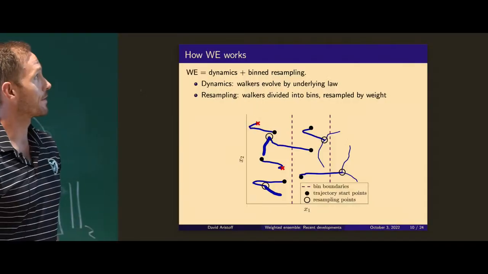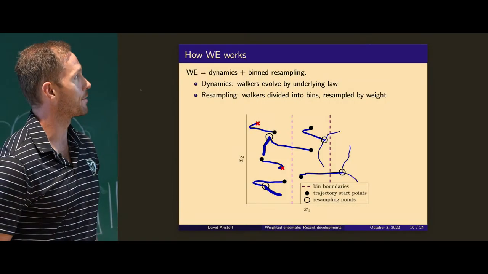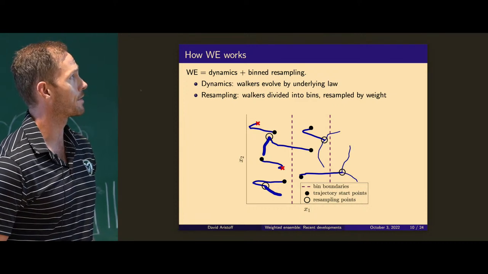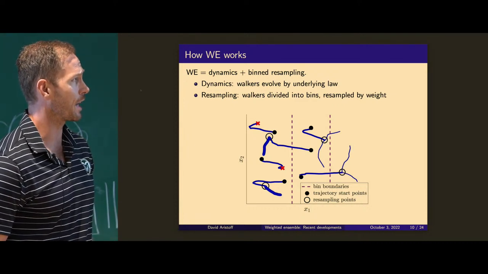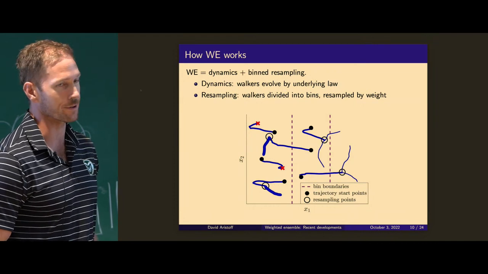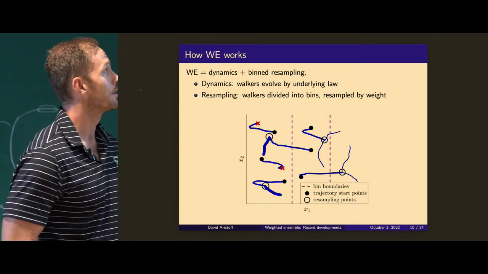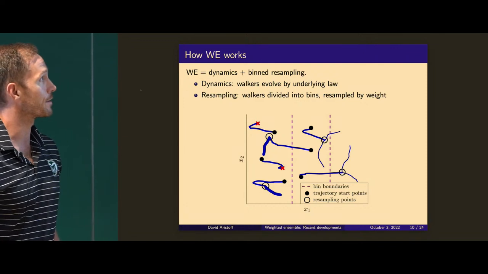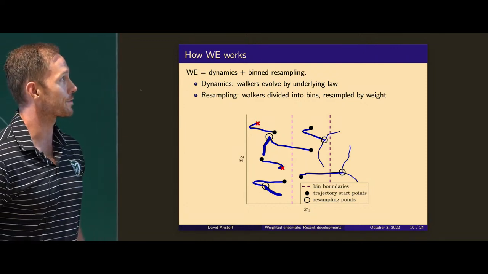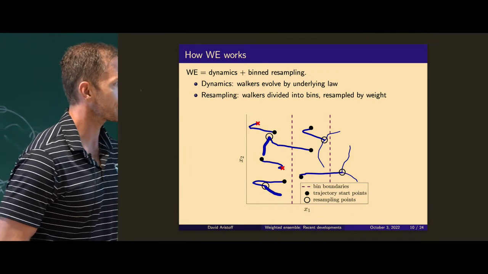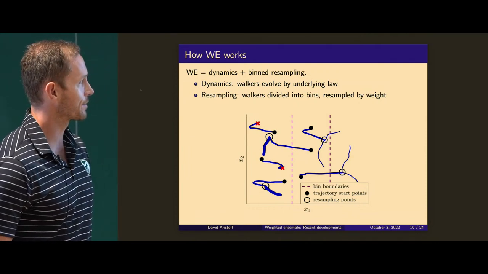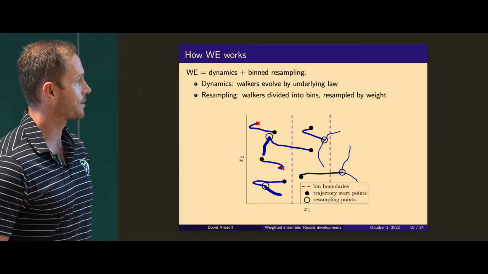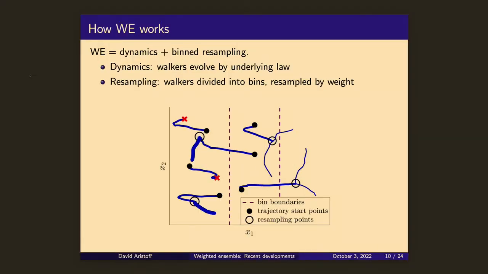So how does the method work? Weighted ensemble is really just dynamics plus a kind of resampling. Dynamics is just that walkers are going to evolve according to whatever law they have. We're not going to change that. Resampling means that walkers are divided into bins and then resampled according to their weights. In this picture, there are 3 bins, and these red X's are walkers that were not resampled, and the black circles are walkers that were resampled, picked by sampling according to weight.